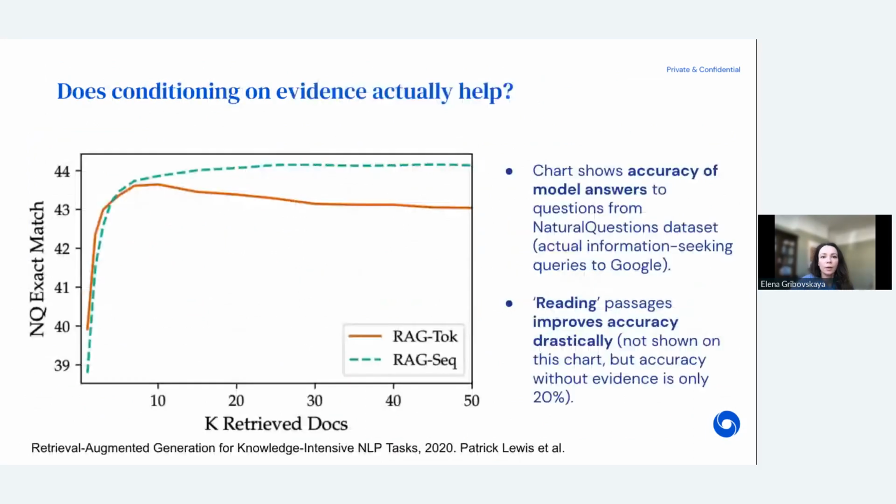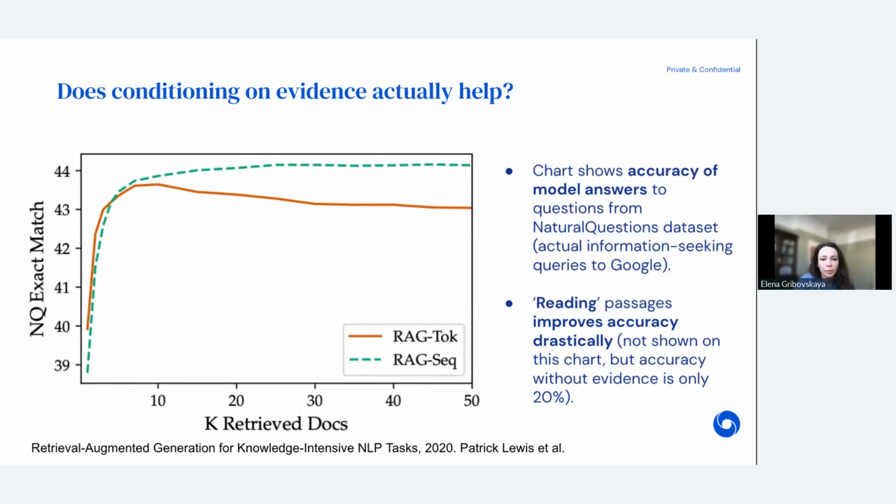Does conditioning on evidence actually help? So does this complicated procedure with retrieval and more sophisticated conditioning work? Here's an example of results for the Natural Questions dataset. Natural Questions is a question answering dataset compiled from actual information-seeking queries to Google.